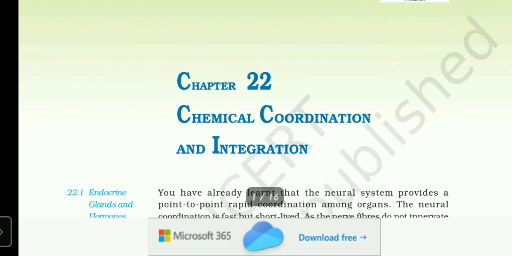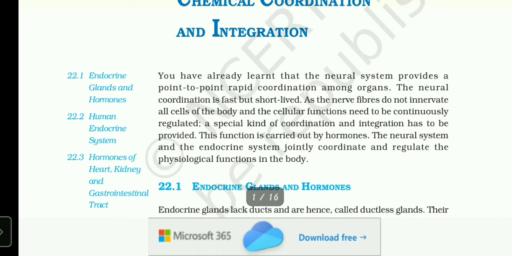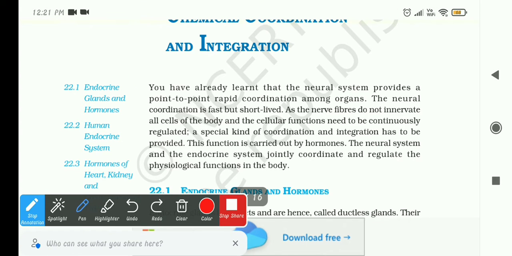Today we are going to start a new chapter, chapter number 22, chemical coordination and integration. In this chapter we are going to learn about endocrine glands, hormones, and many more things. Basically, we are going to study endocrine glands and their hormones in this chapter. So let's begin.